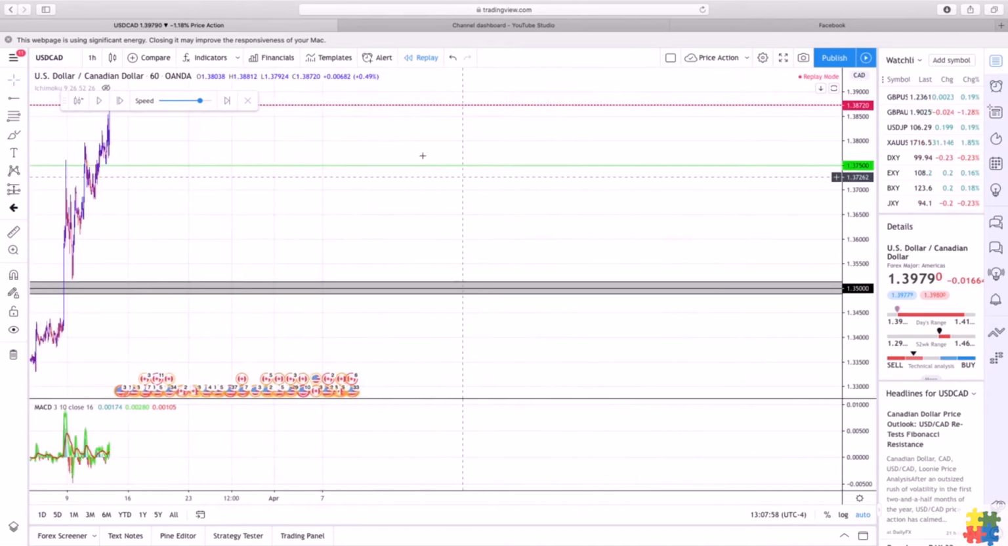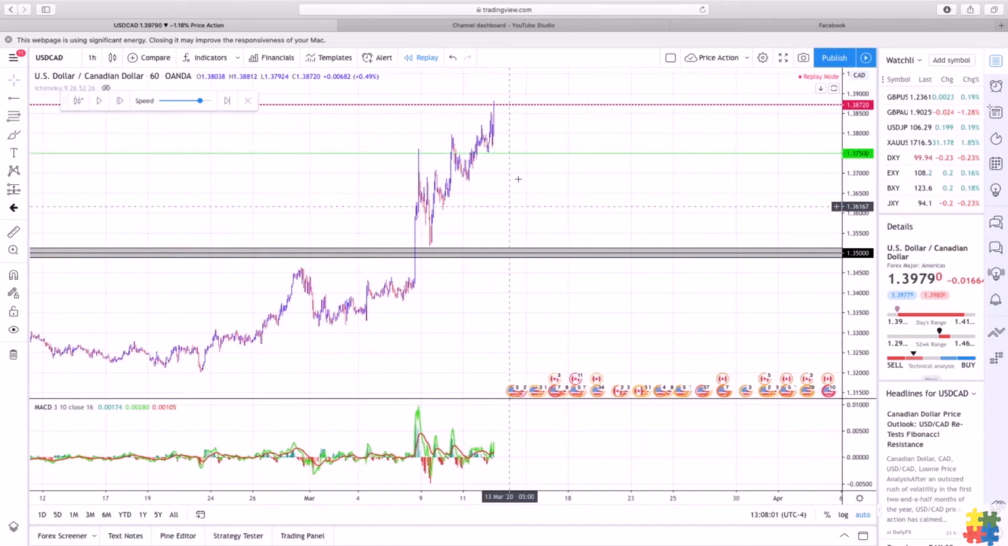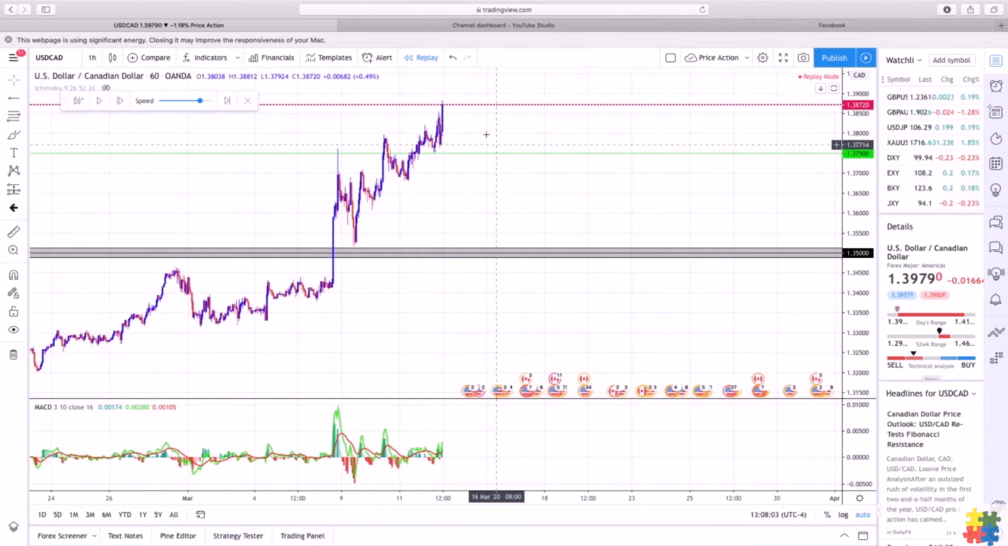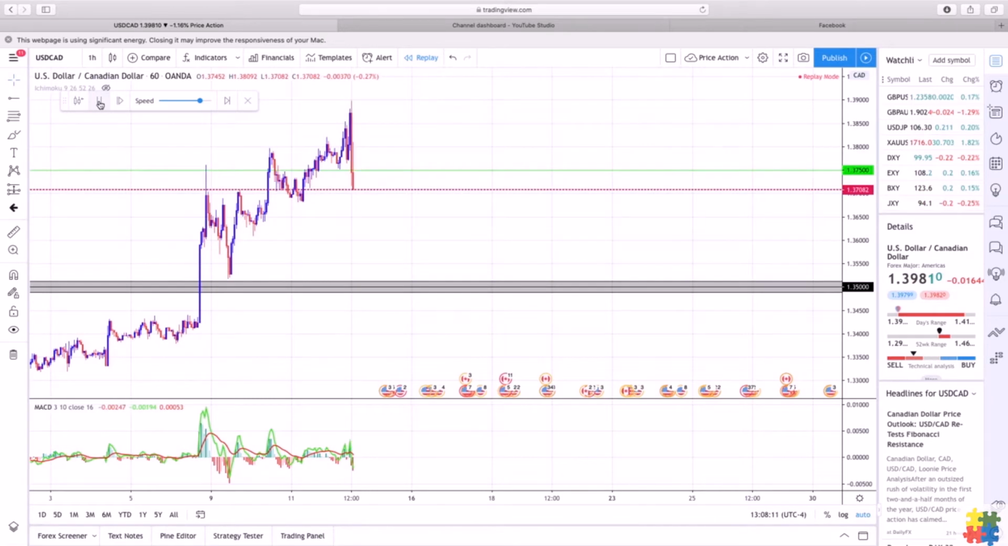All right, so I would have got in for the buy right there. After it retested and came up, I would have got in for the buy, and then I would try to buy it up to my next zone, which is 140.